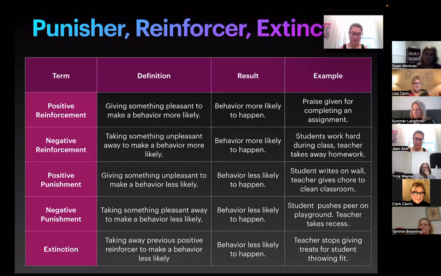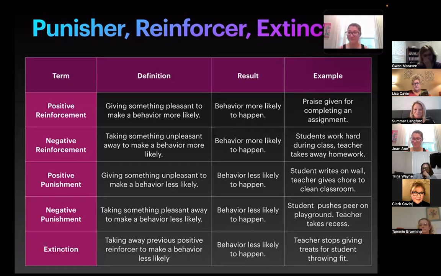All right. So extinction, you stop giving something that you used to give. And what I mean by stop giving treats for a student throwing a fit, you got the kid that's in your classroom, the kid's throwing a fit, and you go to the kid and say, hey, Tommy, it's almost lunchtime. And look, I brought an extra Ho Ho today. If you'll stop throwing a fit, if you'll get off the floor and you'll walk with your class to lunch, you can have my Ho Hos.